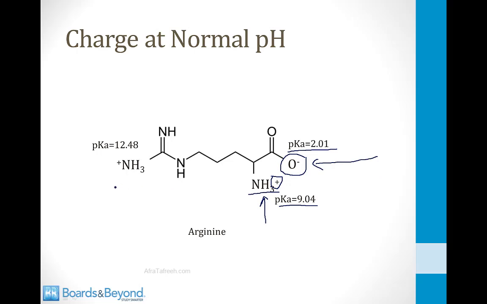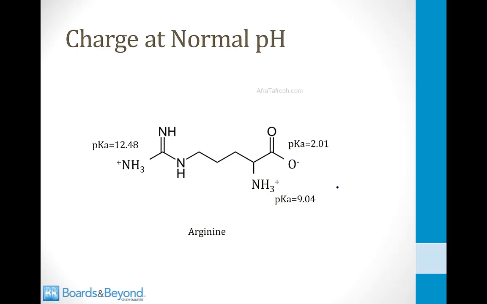However, the side chain also has an amine group with a very high pKa of 12.48. At plasma pH, you are most likely to find this protonated, which means it will have a positive charge. This means that arginine at plasma pH has a net charge of +1: a negative charge for the oxygen here, but a positive charge for this amine group and another positive charge for this amine group, giving it a net overall charge of +1.